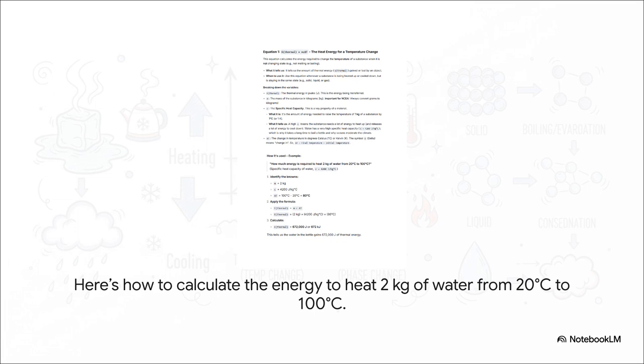Okay, let's make this real with an example. Say we want to heat 2 kilograms of water from a cool 20 degrees up to its boiling point at 100 degrees. We just plug the numbers in. The mass is 2, we'll use a rounded value for C of 4,200, and the temperature change is 80 degrees. You multiply them all together, and bam, you get 672,000 joules. That is a lot of energy just to get the water hot.